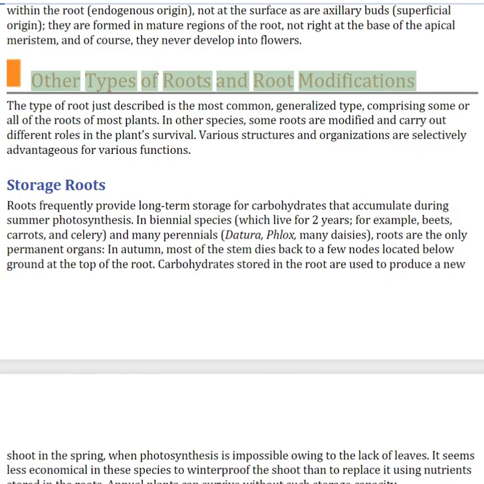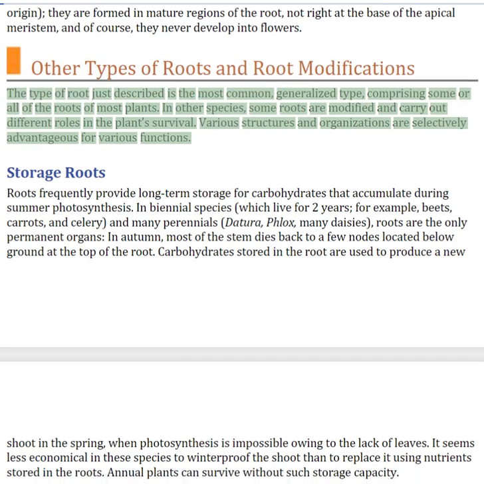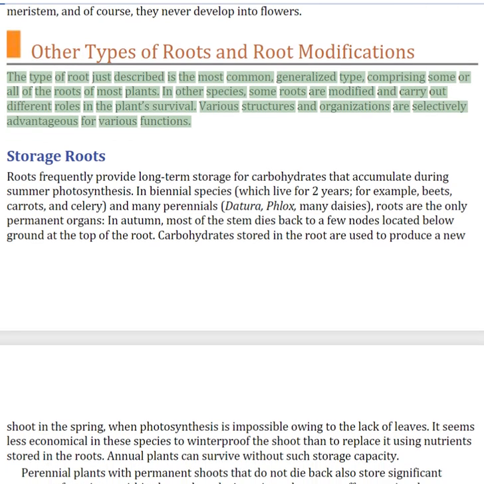Other types of roots and root modifications. The type of root just described is the most common, generalized type, comprising some or all of the roots of most plants. In other species, some roots are modified and carry out different roles in the plant's survival. Various structures and organizations are selectively advantageous for various functions.